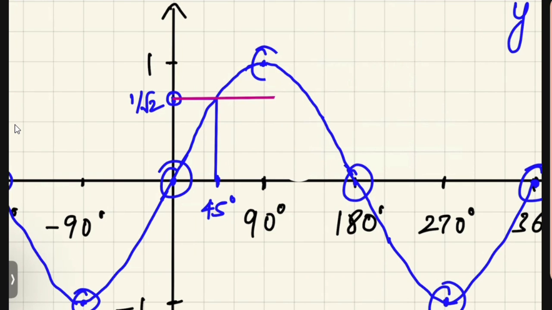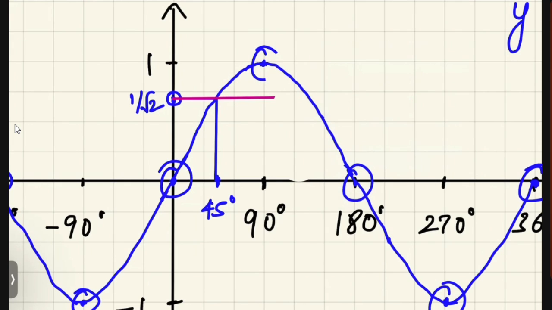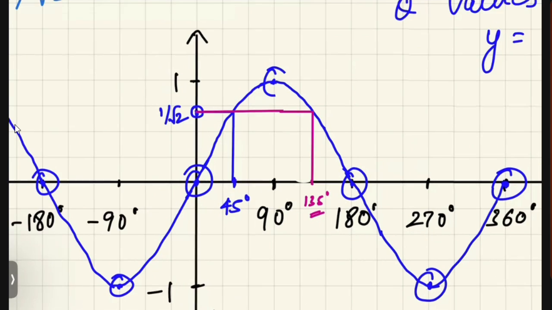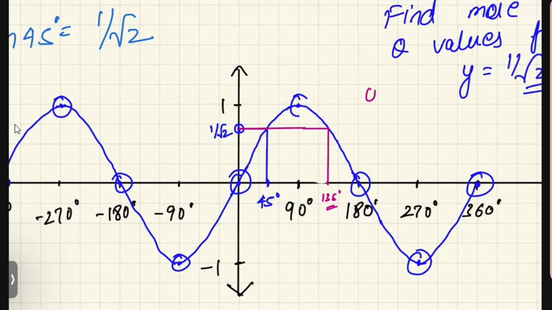Now if I drop my perpendicular, which is this, it will go here, and now if I drop it, you can see that it will come exactly at 135 degrees. This is your second value. If you use your calculator, you can verify that. So theta is 135 degrees.